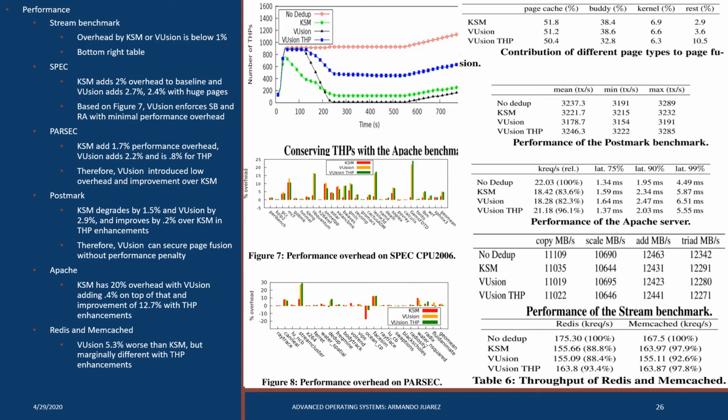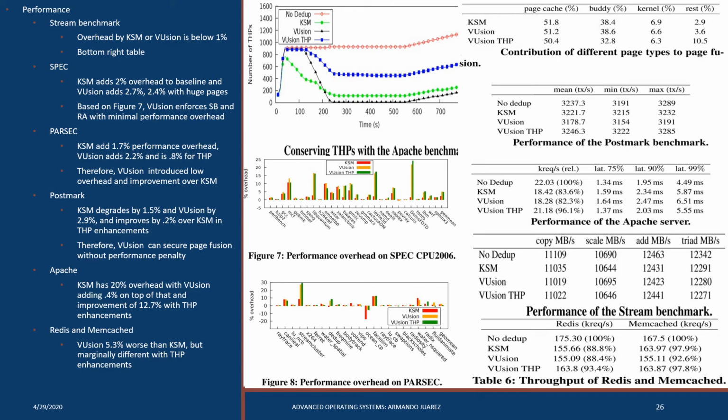Next is performance with respect to the Stream benchmark, Spec, Parsec, Postmark, Apache, and then Redis and Memcached. With respect to the Stream benchmark, overhead by KSM or VUsion is below 1%. And that is shown in the bottom right-hand table that is labeled Performance of the Stream Benchmark.